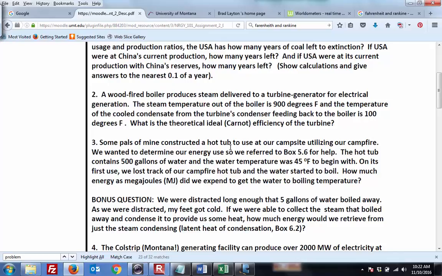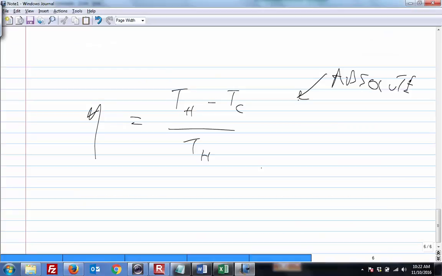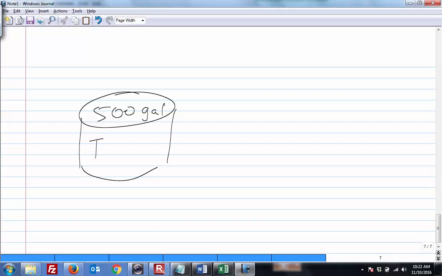Some pals of mine constructed a hot tub to use at our campsite utilizing our campfire. We wanted to determine the energy, so we referred to box 5.6 for help. Hot tub had 500 gallons of water. Temperature was at 45. On its first use, we lost track of the campfire and it started to boil. How much energy did we expend to get the water to boiling? So they had 500 gallons. Here's your equation for that. 500 gallons. And T1 equaled 45 degrees Fahrenheit.